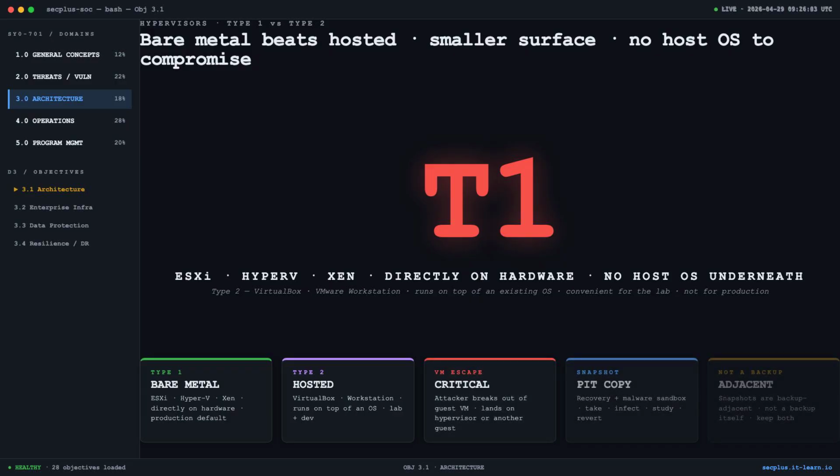Snapshots, point-in-time copies of a VM, are useful for recovery and for malware sandbox analysis. Take the snapshot, infect the VM, study the malware, revert. They are also a backup adjacent control, not a backup itself.